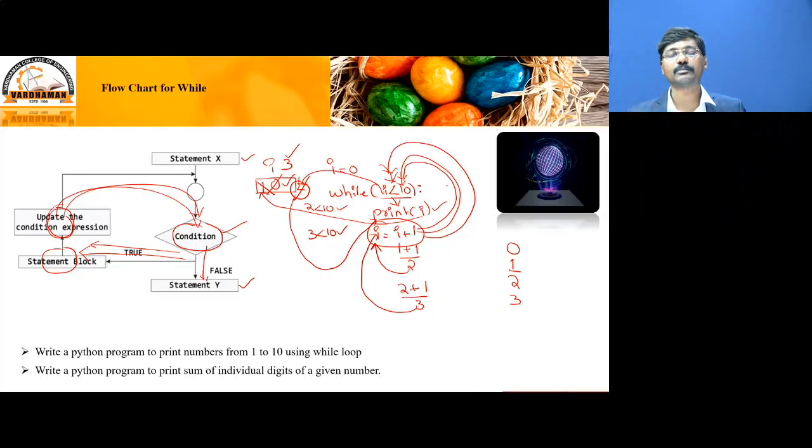This process will keep on iterating, keep on executing. How long are these statements executed? These statements are executed unless and until this condition becomes false. Once the condition becomes false, the controller will come outside. So what is the output it is giving? It is printing 0, 1, 2, 3, 4, and so on till 9. When I value becomes 10, the condition becomes false and the controller will come outside. This is how the while loop works.